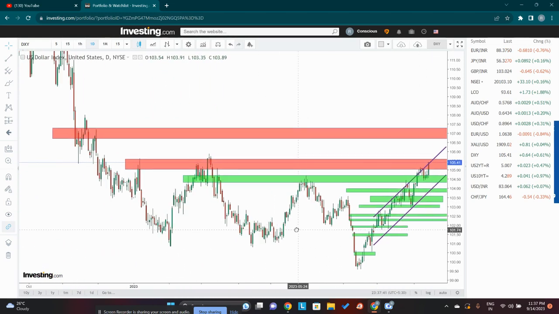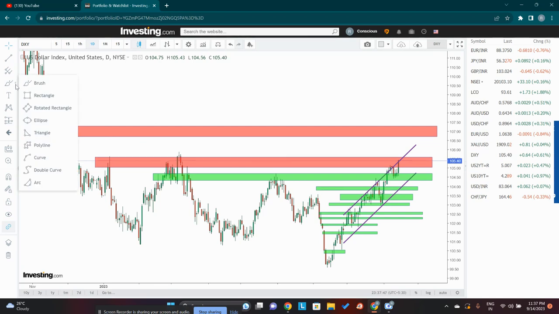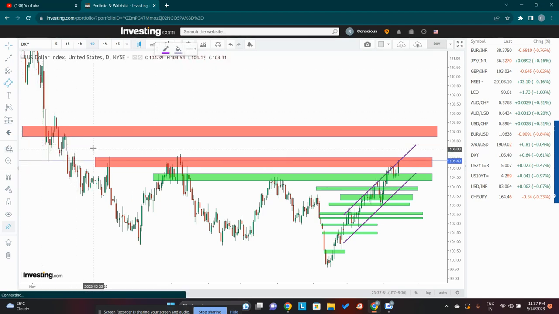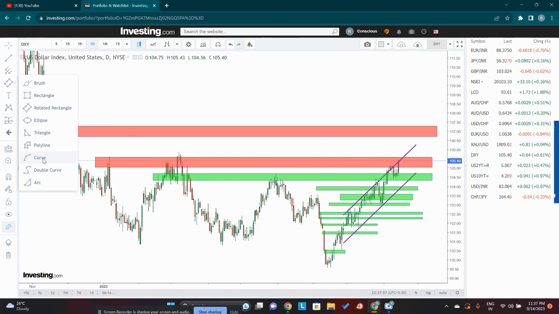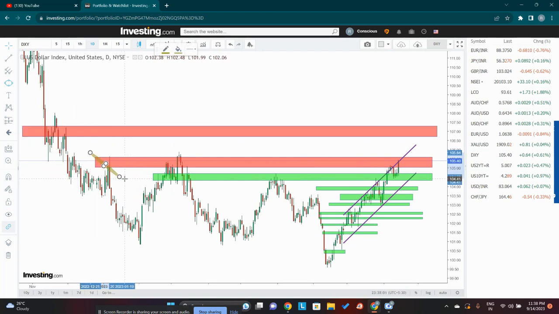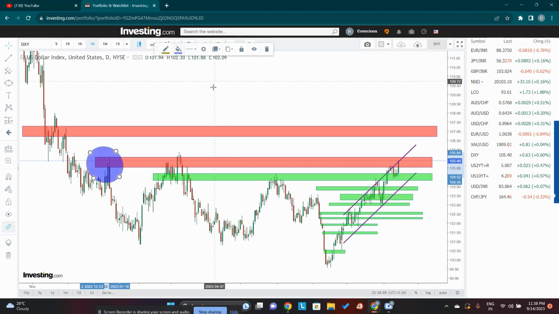So this is the daily chart of DXY. You can see this resistance has been tested multiple times. I'll just mark it out so it becomes a bit more clear. Just a second, I'll use another tool. We will use the ellipse. I'll just shade it a different color. Not red, something else. Yeah, blue.